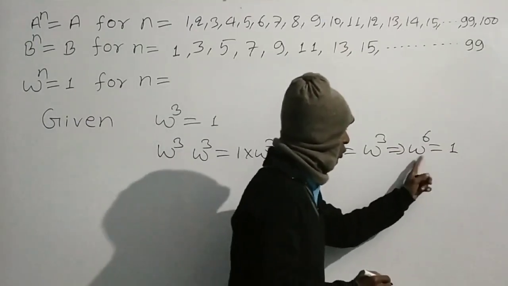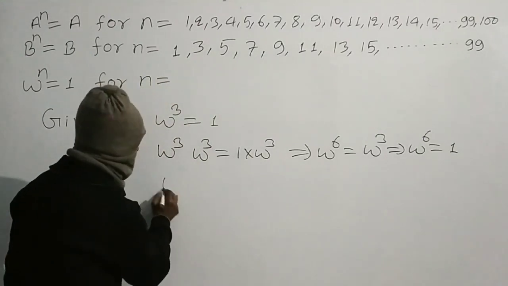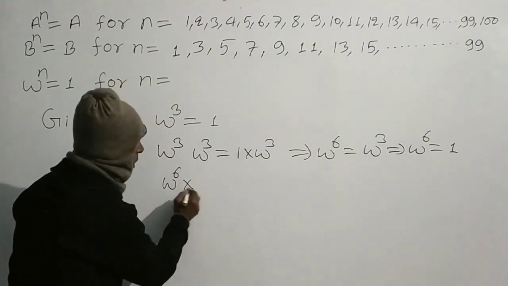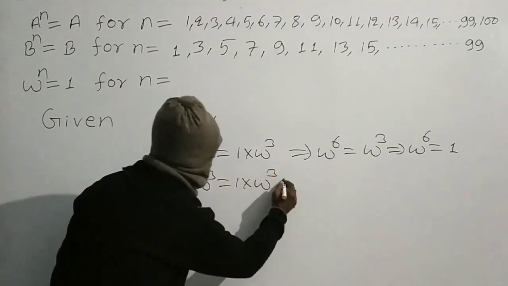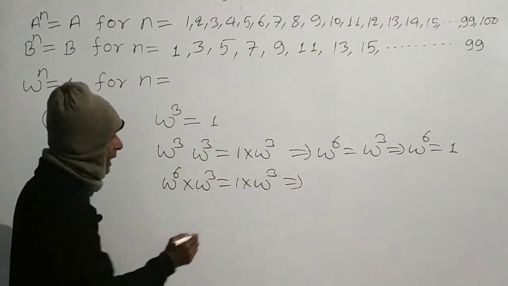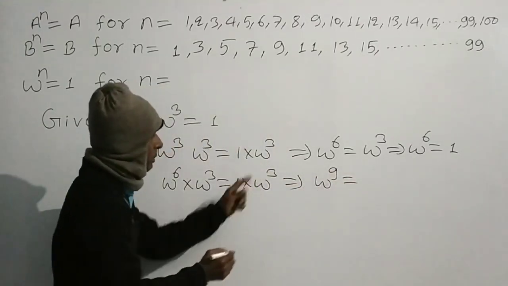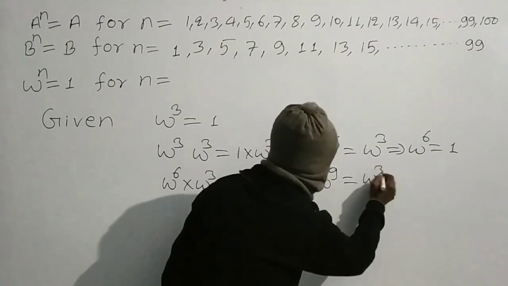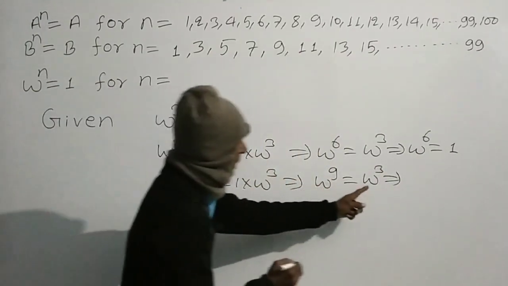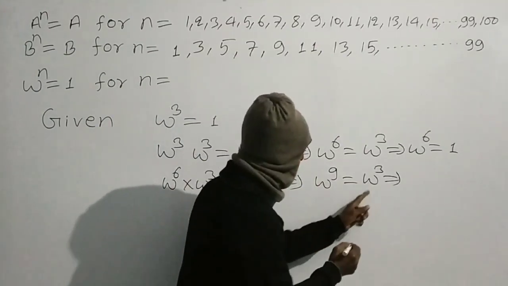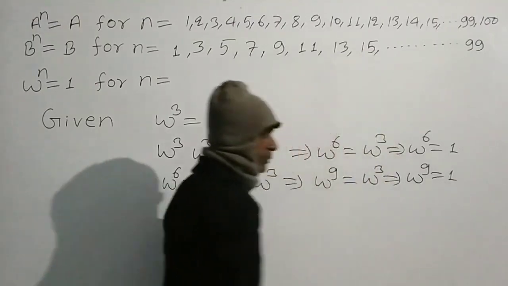Again multiplying both sides by omega cube, we get omega 6 times omega cube is equal to 1 times omega cube. This implies omega 9 is equal to 1 times omega cube, but omega cube is equal to 1, therefore we write 1 here. Omega 9 is equal to 1.